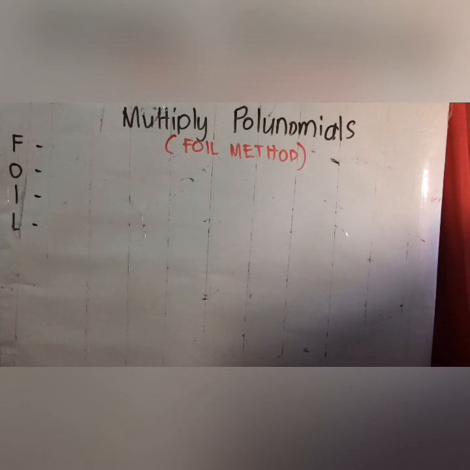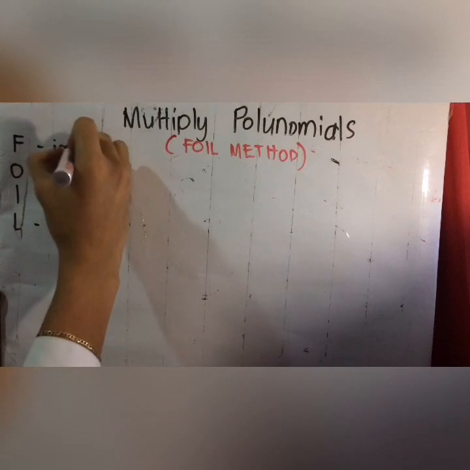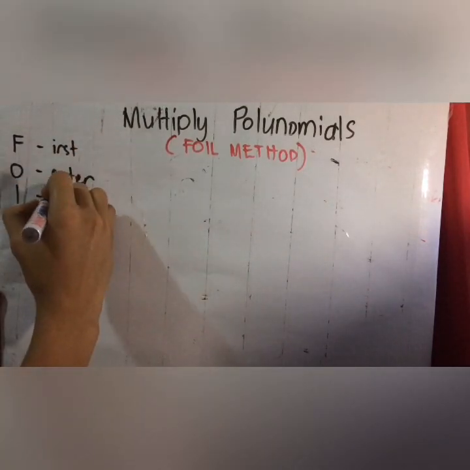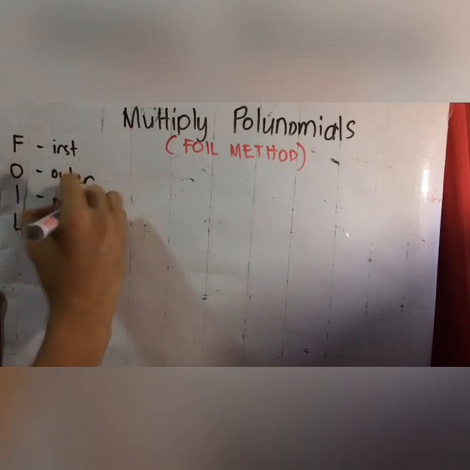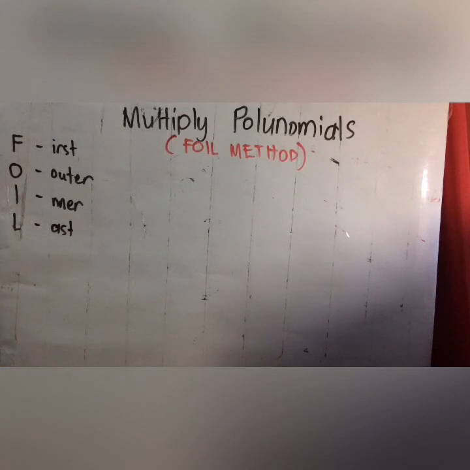So our topic for today is about multiplying polynomials using the FOIL method. So what does FOIL mean? FOIL stands for F as our first, O is the outer, I is the inner, and L is the last. So how are we going to apply FOIL in solving for the product of polynomials?